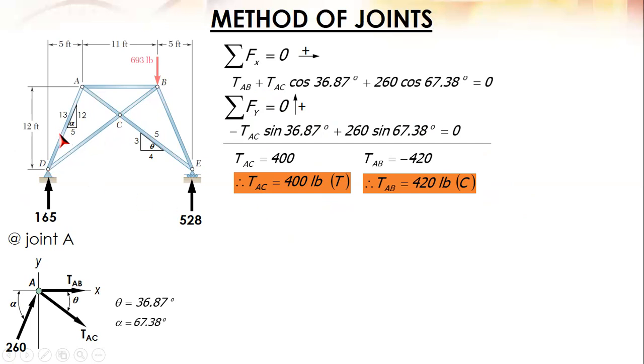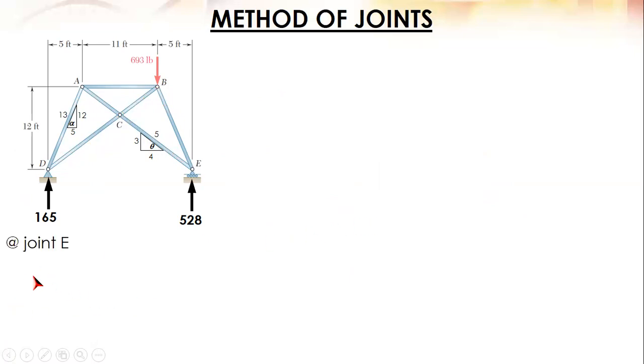Okay, so we have solved already 4 members, DA, DC, EB, and EC. The remaining 3 members na lang. So pwede na ka ma-proceed sa either sa B, 2 unknown members, sa C, 2 also, and E, 2 members also. Okay, dito, joint E. 528 pounds, and then tension EB, and then alpha. Same lang sila, alpha. And then tension EC, theta. And these are the values of alpha and theta.